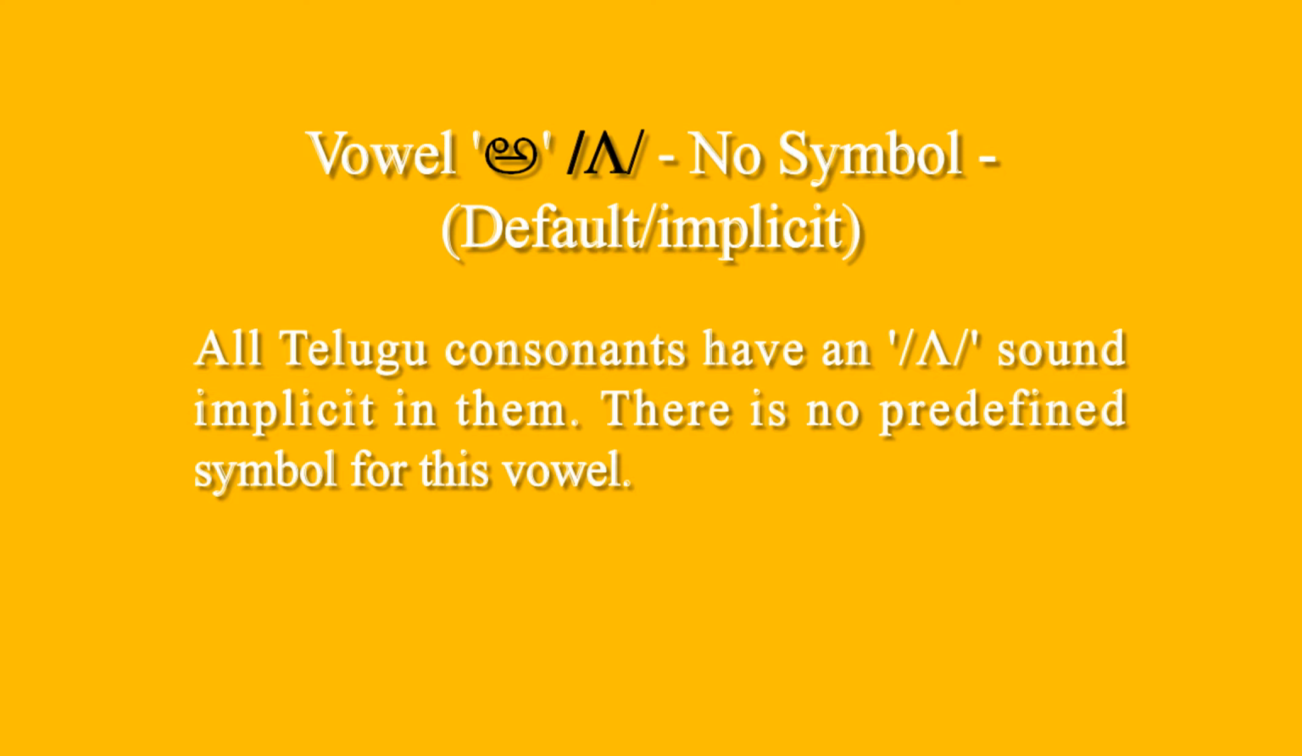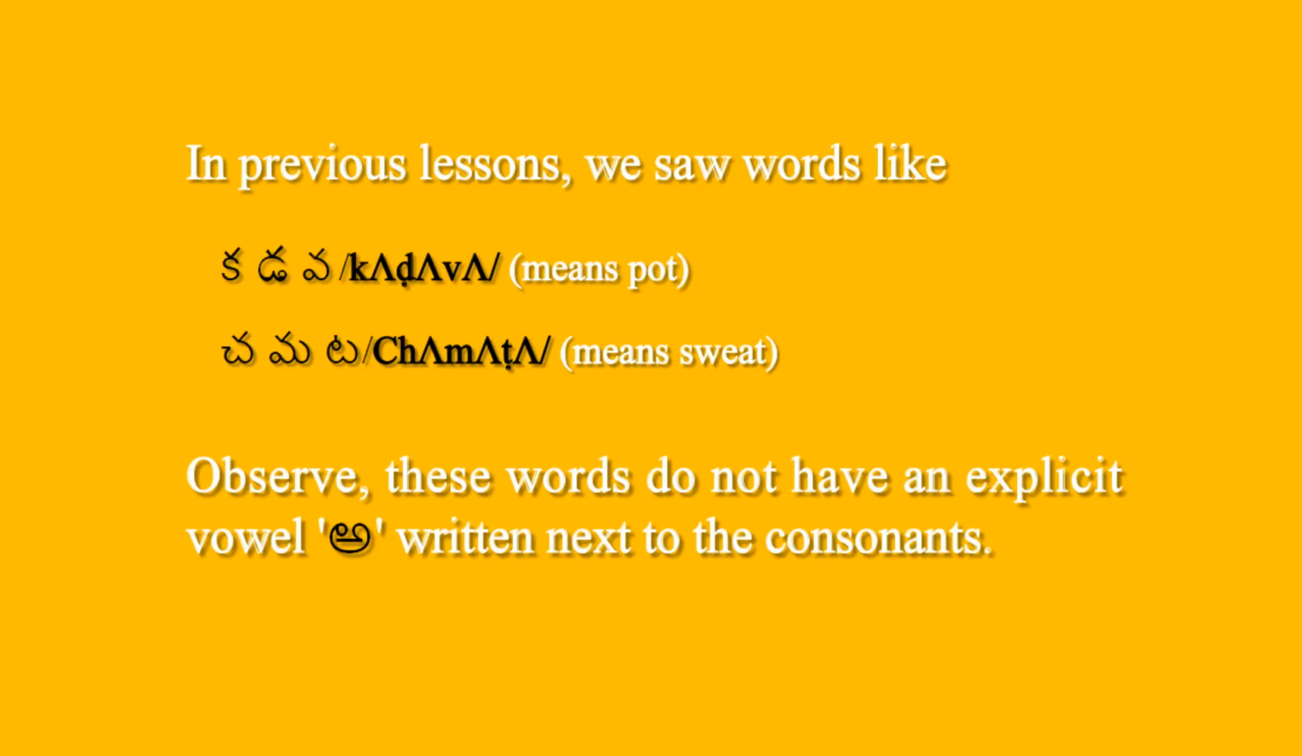Remember, the A sound is implicit in every consonant. That means all Telugu consonants that we have seen do not have any symbols yet, but they do have the A sound implicitly. Observe these words that we have learnt in earlier lessons: ka, da, va, cha, ma, ta.